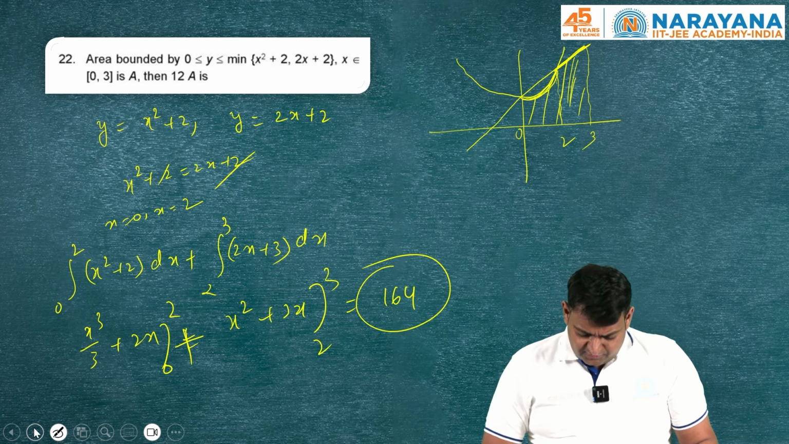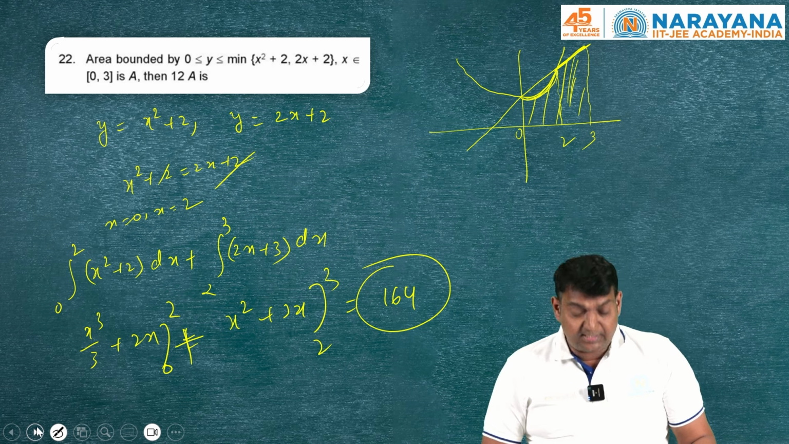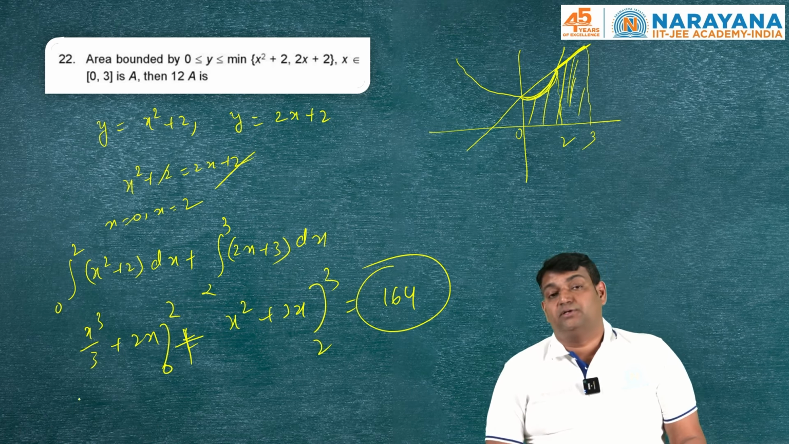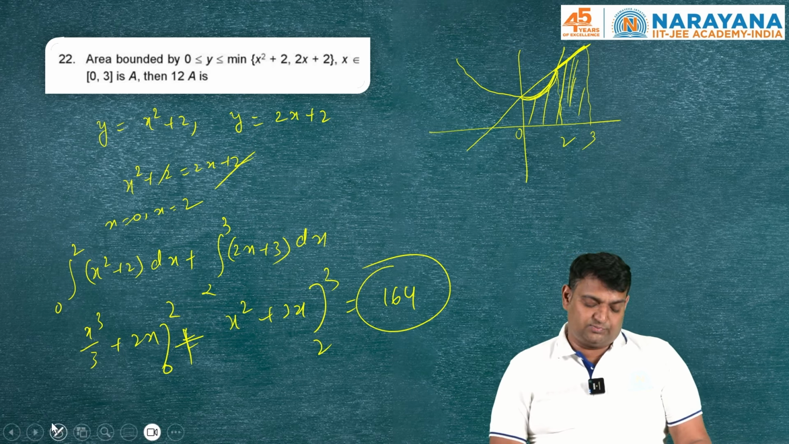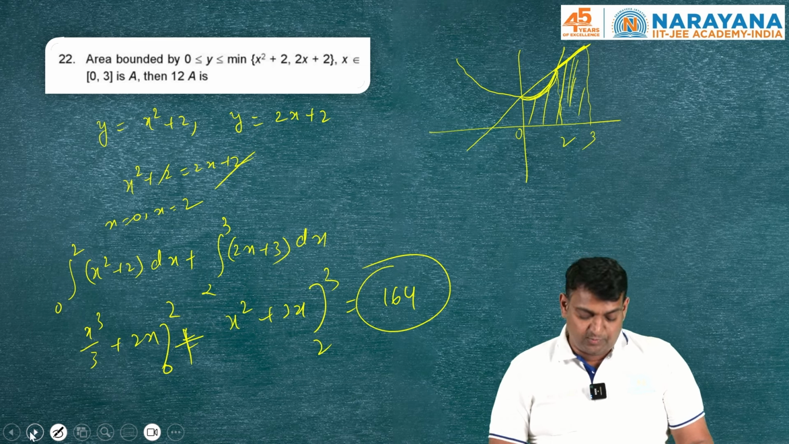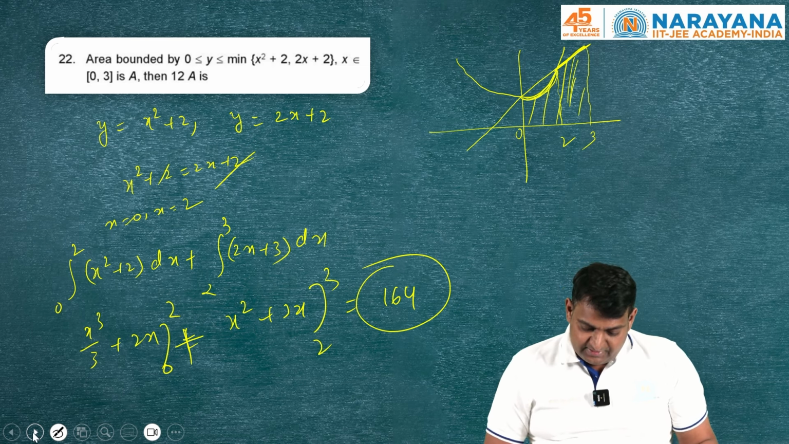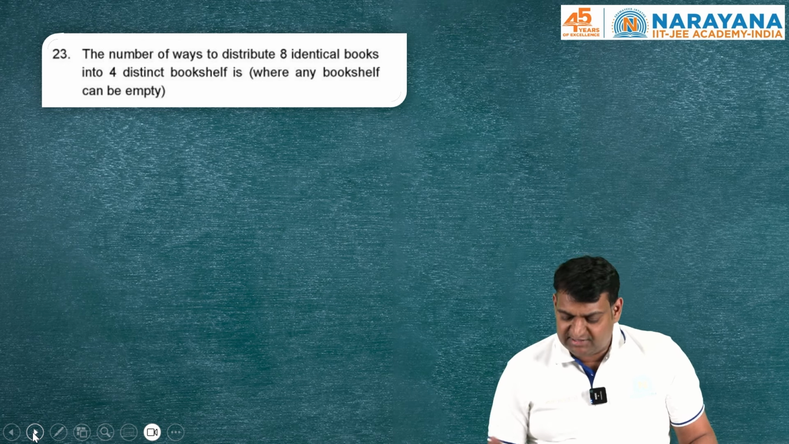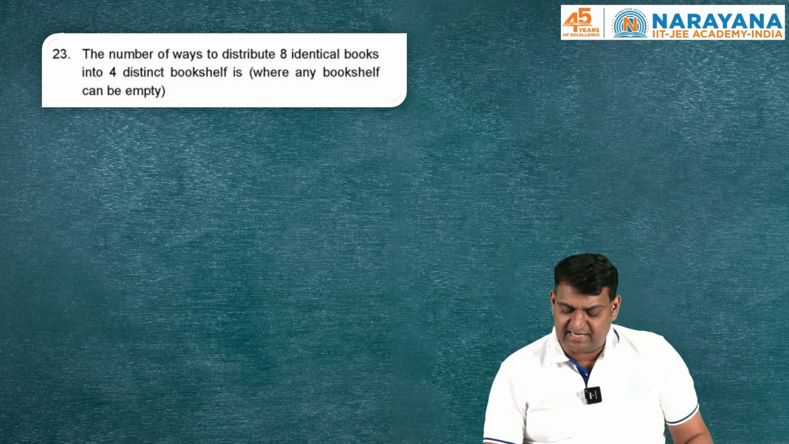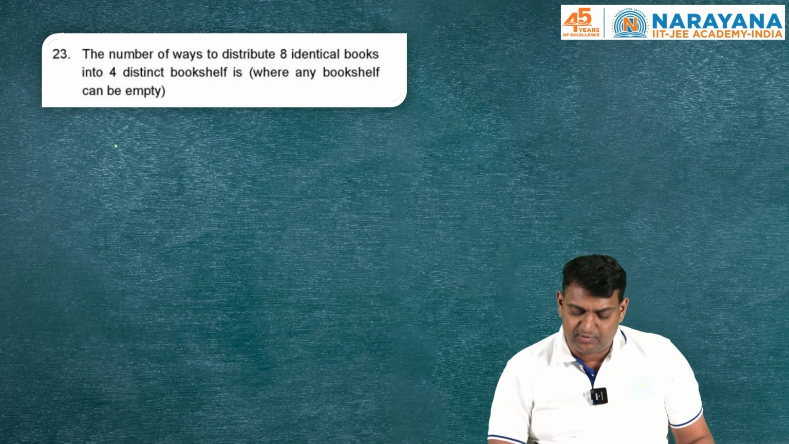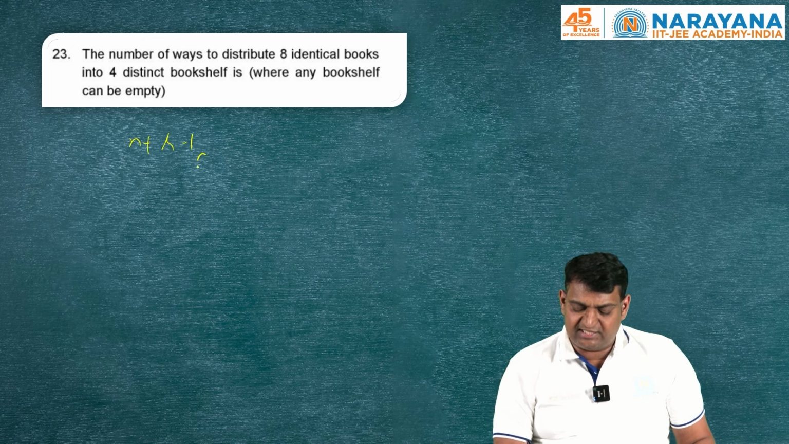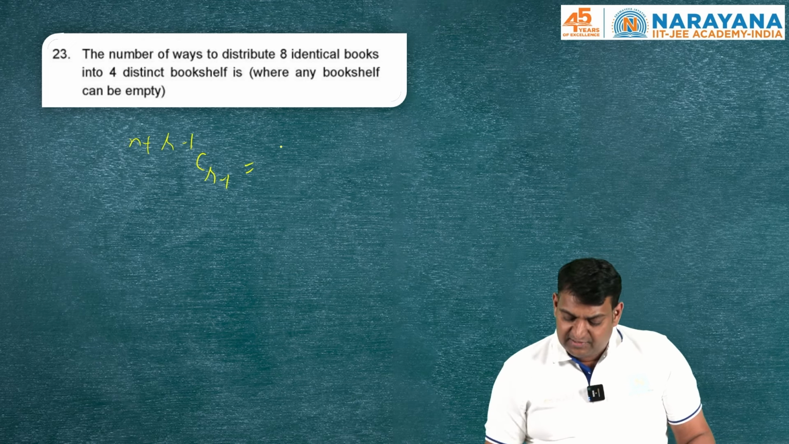Again, a very, very, so far I did not find any good problem. But of course, in this particular session, in some other slots, I found some very good problems were asked in maths actually. See that this is also direct formula, beggar's method. What is the formula? Number of ways n identical things distributed in r different boxes, n plus r minus 1 c, r minus 1, can be empty.